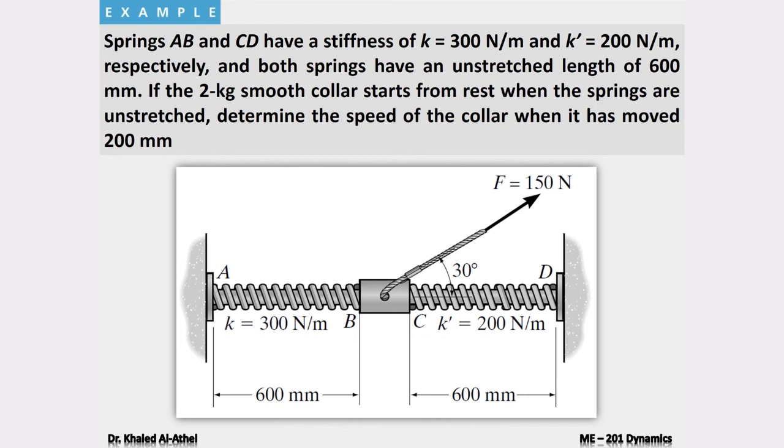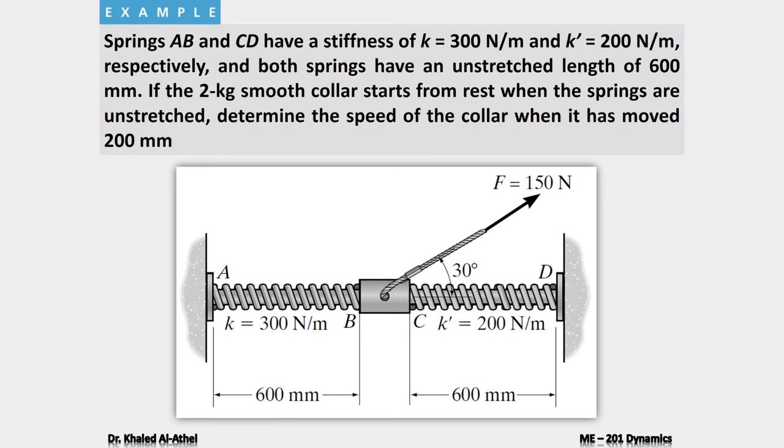This is not always the case. Sometimes the problem will say that they have a certain unstretched length, but their initial position is actually compressed or stretched. Anyway, both are unstretched here and they have a length of 600 millimeters. If the 2 kilogram smooth collar starts from rest when the springs are unstretched, find the speed of the collar when it moves 200 millimeters to the right. It doesn't say to the right, but it's obvious from the applied force.